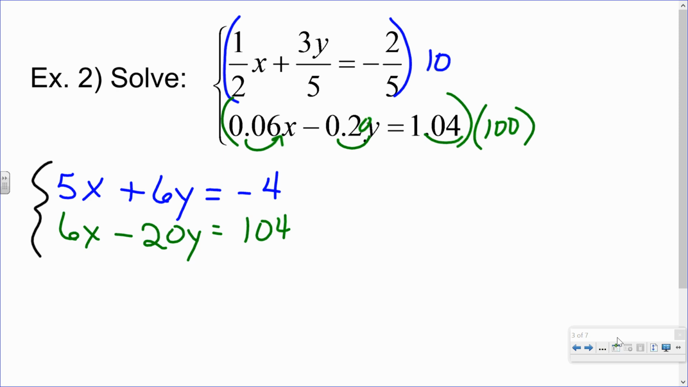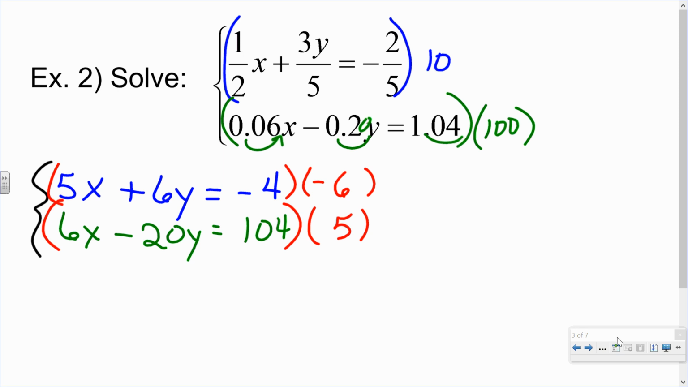We want either the x coefficients or the y coefficients to have the same value but be opposites. So one positive, one negative. 6 and 20, yeah, I could get those, but that's going to give me bigger, messier numbers to work with. Easiest if I get these both to be 30x, but one positive, one negative, so I can multiply the top by 6, the bottom by 5. One of them needs to be negative, does not really matter which. I don't remember which one you said, so I'll just do the top one with the negative.